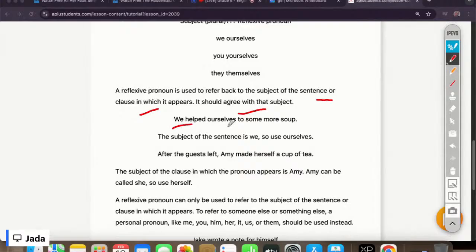Okay, so we helped ourselves to some more soup. So we and ourselves go together. You can see it over here. After the guest left, Amy made herself a cup of tea. Now, Amy is representing a female, right? So you can call Amy she, and that's why we have herself. Okay, because she, herself.